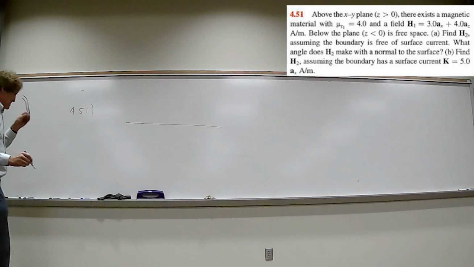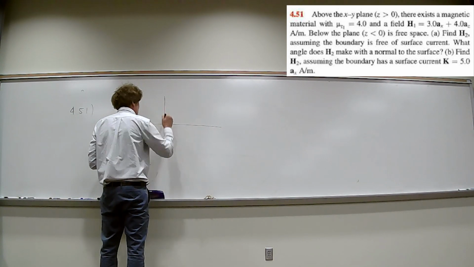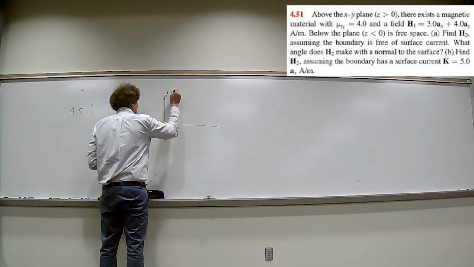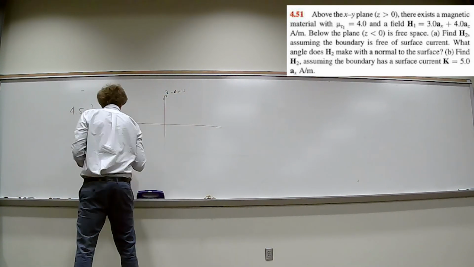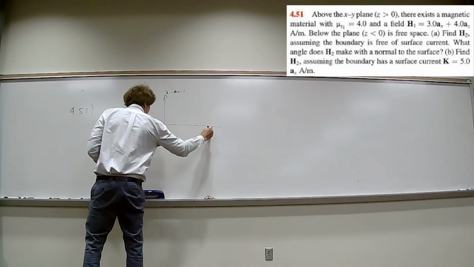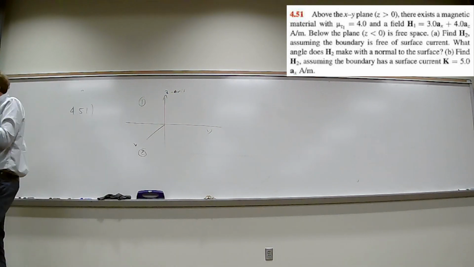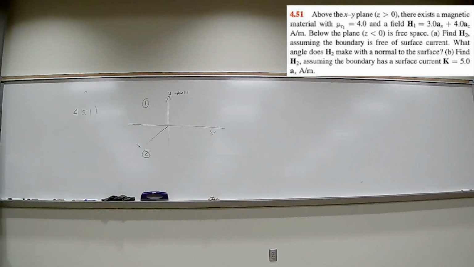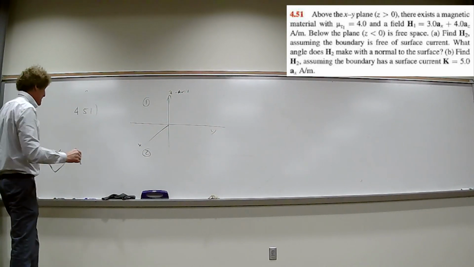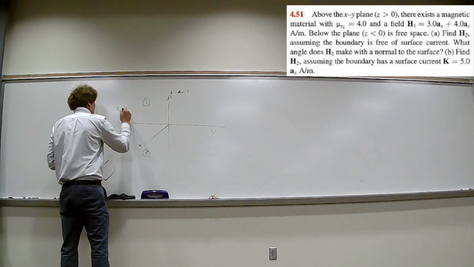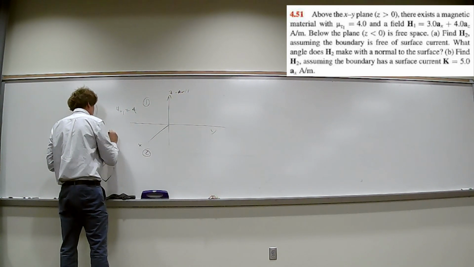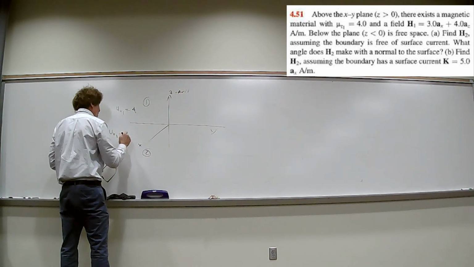And really, we can call this the z-axis here. And that means this is the x and y direction. This is region 1. This is region 2. And what else does he say? Mu relative is 4 in region 1, and free space below. So here we have mu relative is 4. Down here is free space, or mu relative 2 is 1.